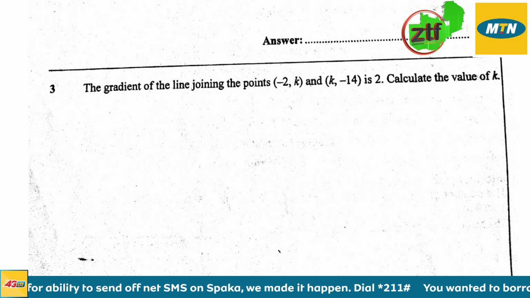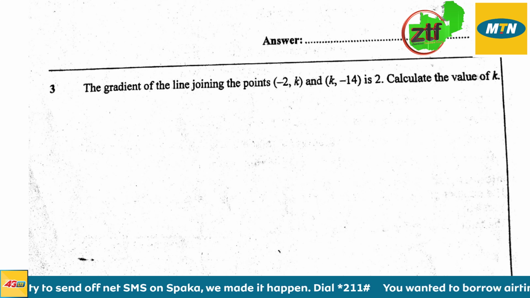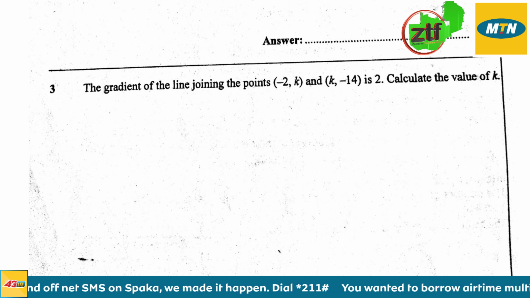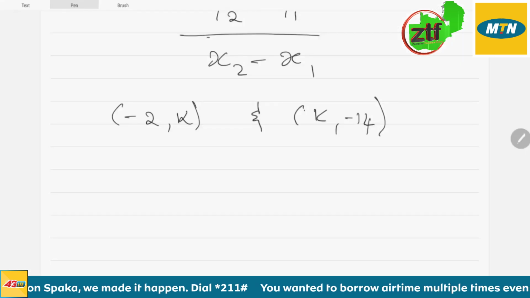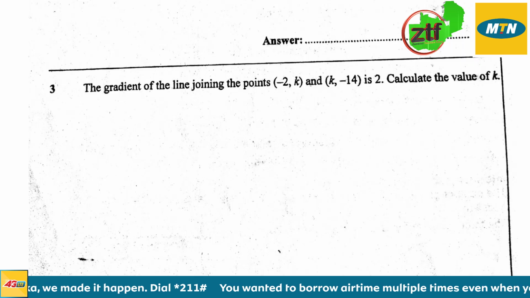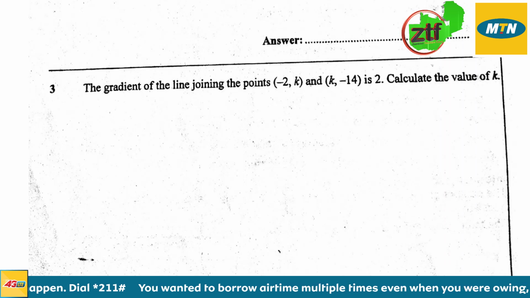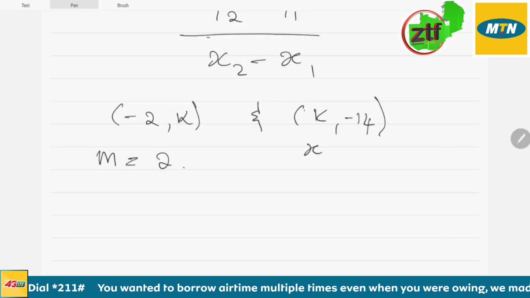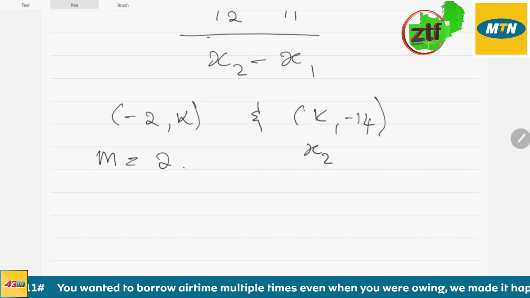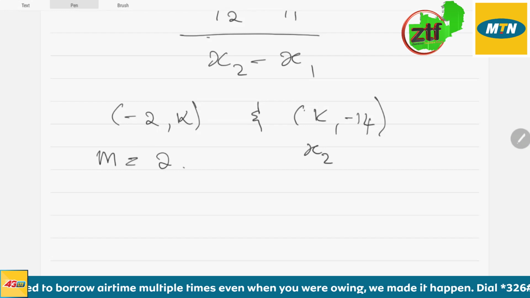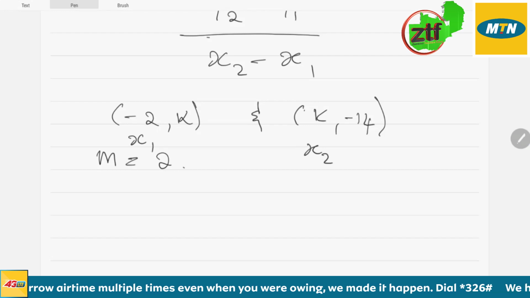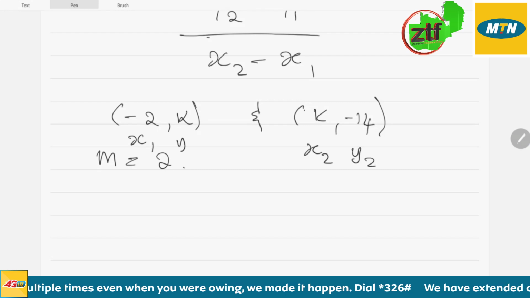The second point is k, comma, negative 14. All right. And we are told that the gradient is equal to 2. So let's suppose that k is the point x is equal to 2 from the second point. It simply means that from the first coordinate, we have the x coordinate will be x1. Then it means that negative 14 will be y2 and k will become y1.